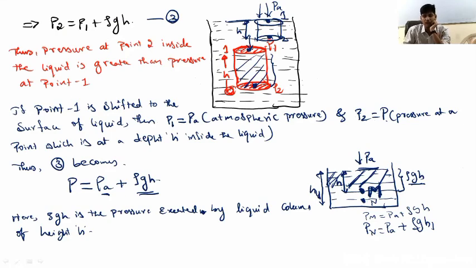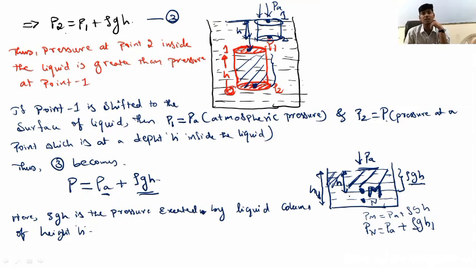If point 1 is now shifted to the surface of the liquid, then pressure at point 1 would be the atmospheric pressure Pa and P2 would be equal to P. Let us write P2 as P. What is P? P is pressure at a depth h below the surface of the liquid. Pressure at point 2 is pressure at a depth h below the surface of liquid. So P2 is P, and P1 is Pa plus rho g h.